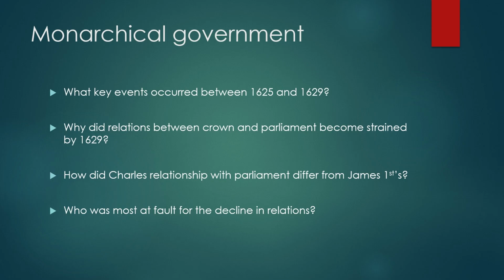We're going to find the relation between Crown and Parliament becomes strained in this time, but there are reasons why that happens, and we're going to explore what exactly those reasons are. What causes this to happen? And as a consequence, how does Charles react to that and maybe make the situation a little bit worse?